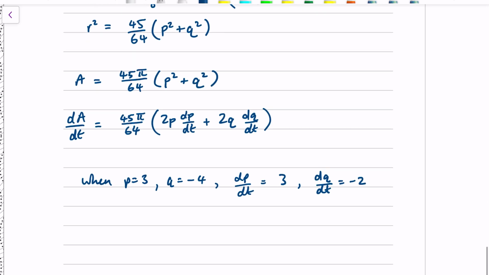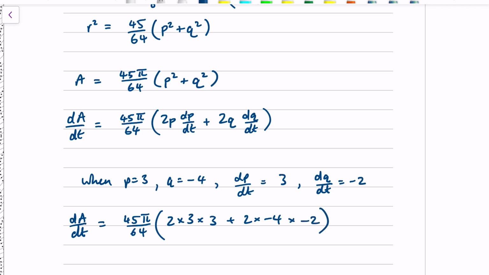And then we substitute those four numbers into this expression. dA dt is 45 pi over 64, 2 lots of 3 times 3, plus 2 lots of minus 4 times minus 2. And if you work that all out, it simplifies to 765 pi over 32.